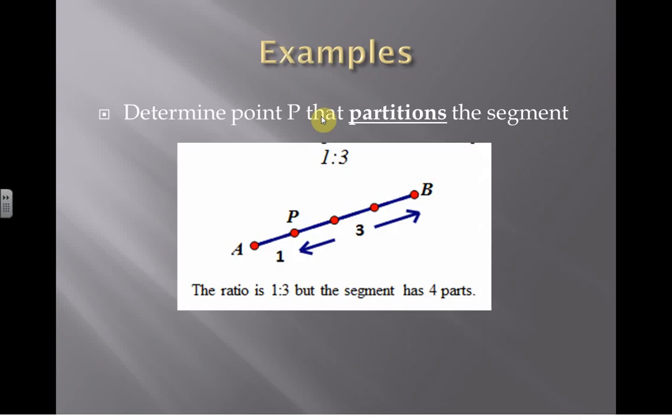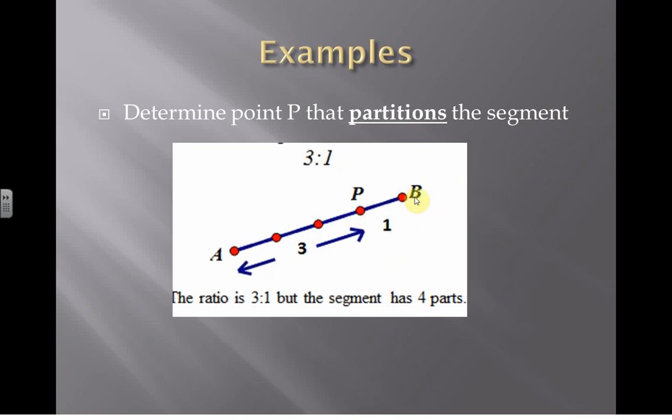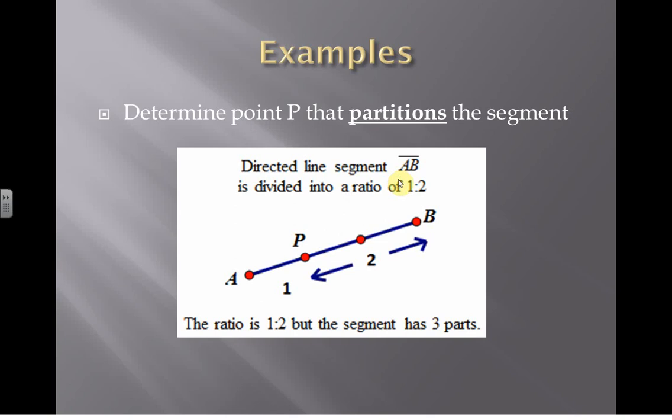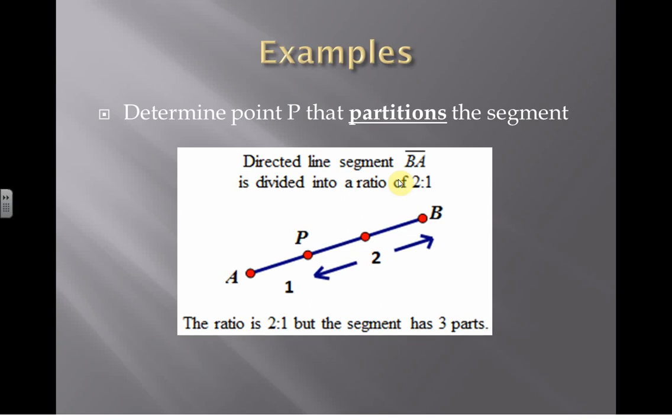So the order matters. So if point P is partitioning the segment, and so right here, that's in a ratio of 1 to 3 because we're going from A to B, 1 to 3. And if I said 3 to 1 from A to B, I would have gone 3 to P and then 1 to B. So that's just again showing you that it's a total of 4 parts, but the order matters. So same thing here, 1 to 2. For every 1 there is 2, so there's 3 total parts, and vice versa.